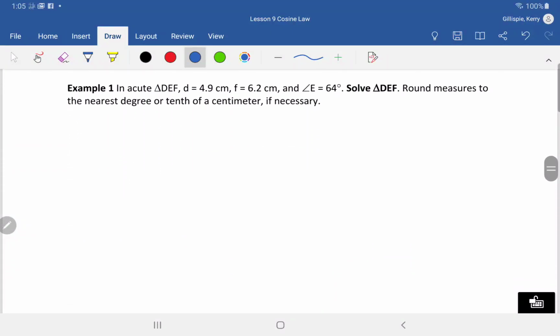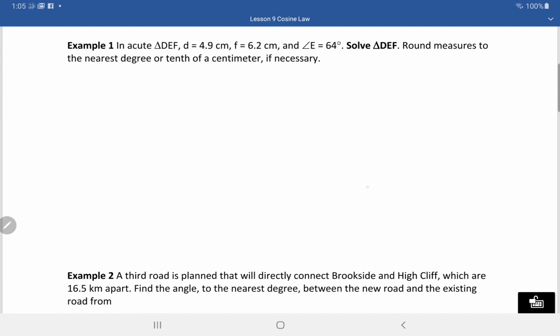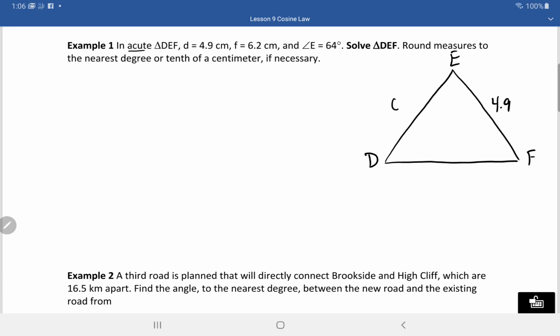All right, example 1, we're going to draw the triangle DEF, and then we're going to solve the triangle. So draw any random acute triangle. We can put D, E, F wherever you want. And then we have to put in the information given in the right spots. So lowercase d is 4.9. That would be across from capital D. Lowercase f is 6.2. And they give us capital E is 64 degrees. Okay, so this triangle is not in terms of A, B, and C, but that's okay.